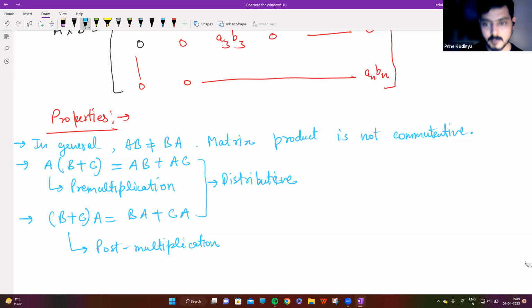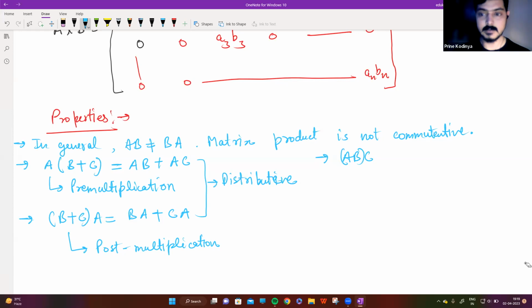Now again, we have the associative property as well, which means that if you have the multiplication of three matrices, you can multiply however you want. Just the condition must be, if you are multiplying ABC like this, then the number of columns in A must be equal to the number of rows in B. Then the number of columns of B must be equal to the number of rows of C.